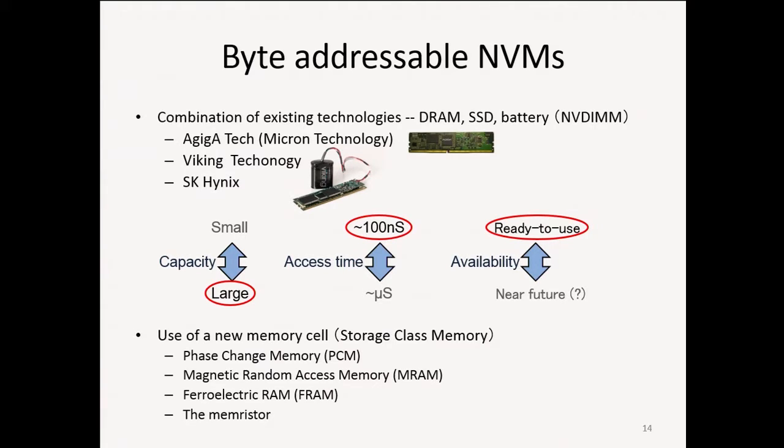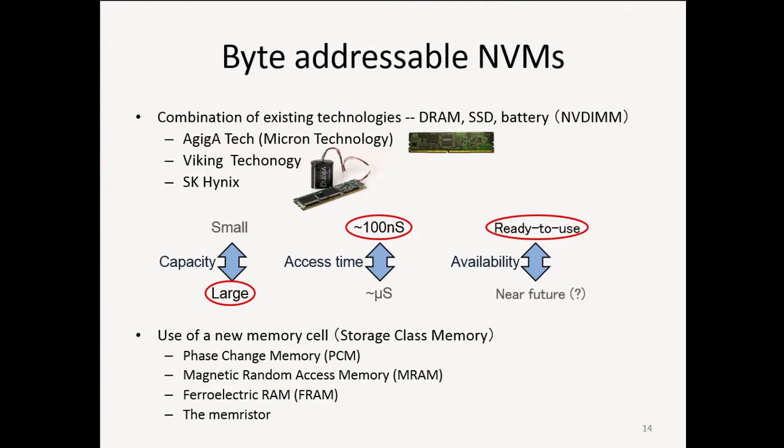As to the byte addressable NVM, roughly speaking, there are two types in implementing the NVM mechanism. One is a combination of existing technologies, such as DRAM, SSD and backup battery, so-called NVDIMM. The other is using non-volatile memory cells, such as PCM, MRAM, FRAM, and memristor.